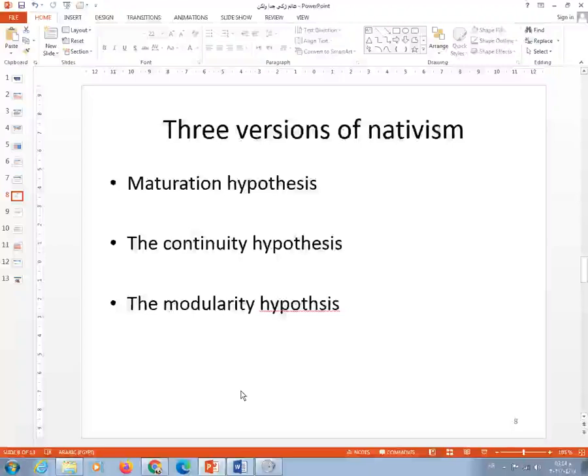The modularity hypothesis is instituted by Fodor, who maintained that language is a cognitive system distinct from other cognitive systems, and that all nativist explanations dwell on the innateness of UG grammars. Okay. On the other hand, we also have the non-nativist theories.